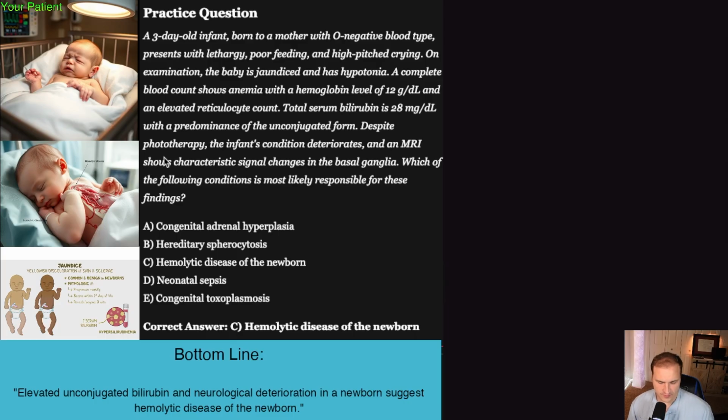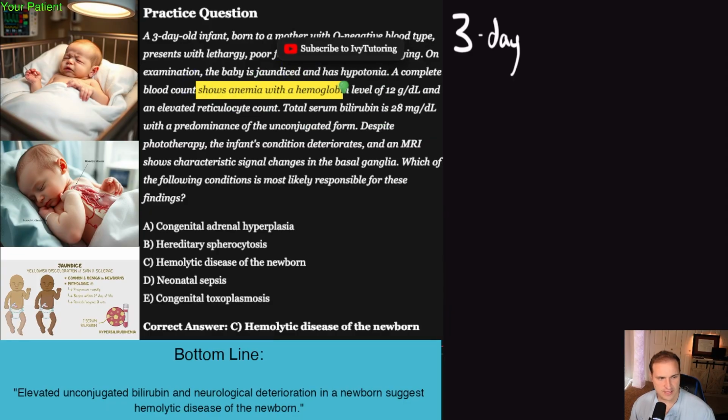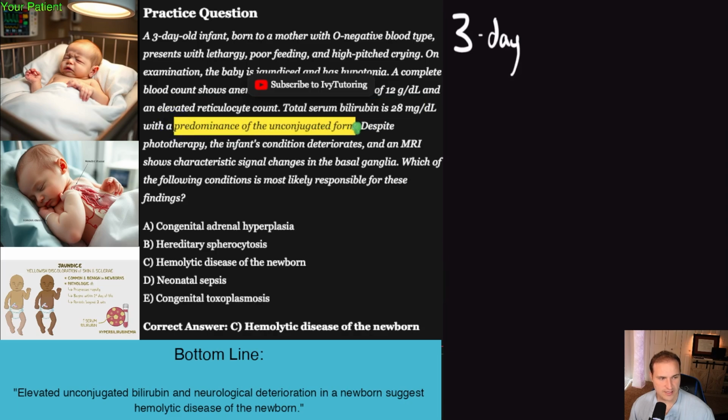Okay, in our next question, we have a 3-day-old infant born to a mom with O-negative blood type and presents with lethargy, poor feeding, and high-pitched crying. On examination, the baby is jaundiced and has hypotonia. A complete blood cell count shows anemia with hemoglobin level of 12 and elevated retic count. Total serum bilirubin is 28 with the predominance of unconjugated form.